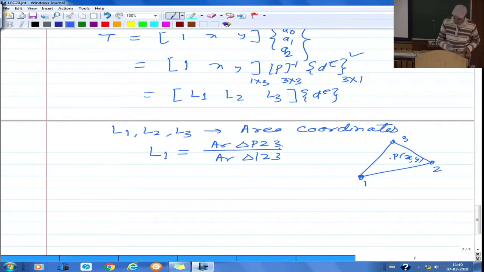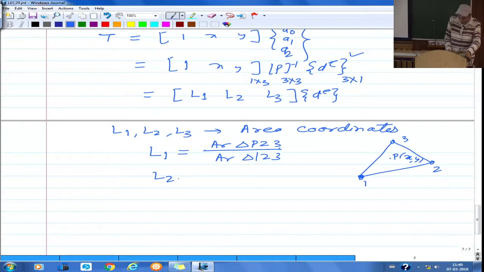So you will find based on this that when we want to evaluate L1 at node 1 itself, this point P is right here at 1. So then it is area 1, 2, 3 divided by area 1, 2, 3. So obviously it would be unity. If you want to evaluate this L1 along a line going from 2 to 3, then point P is lying on this line 2, 3. So the area of the triangle is actually 0. So 0 divided by a finite area will give you again 0. So you will find that L1 is unity here and 0 along line 2, 3.